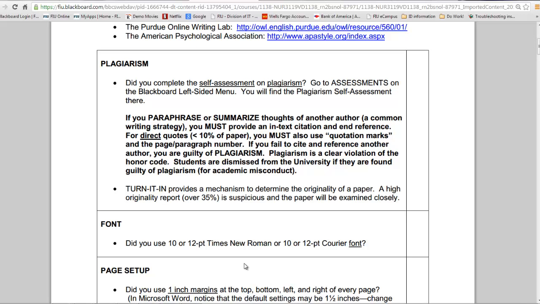Let's talk about the font size. The font size should be adhered to from the title page all the way down to the reference page. Some students use a bigger font in the title page, which is incorrect. The suggested font size is 10 to 12 font Times New Roman. I prefer Times New Roman, but you can also use Courier font.